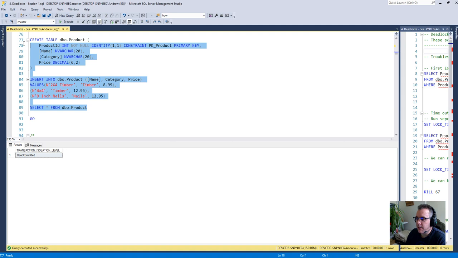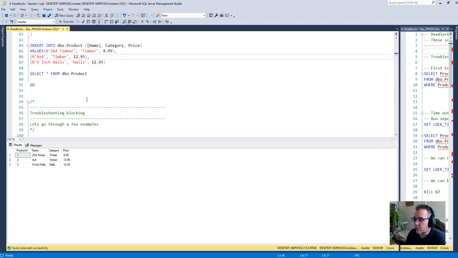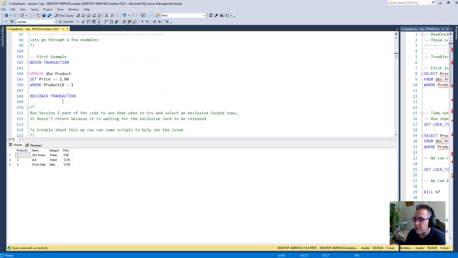We're going to insert some data. So let's have a look at what we've got. We've got a product ID, 123, a name for the product, a category, and a price. So it looks like hardware, timber, 9-inch nails, categories, timber, nails, prices. So this is what we're working with.